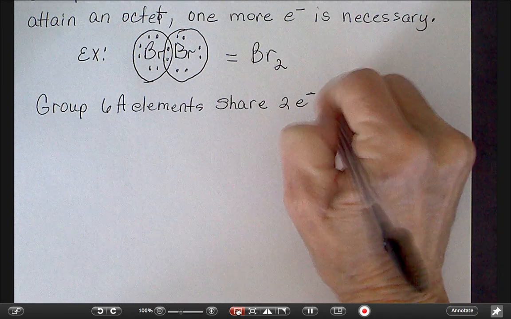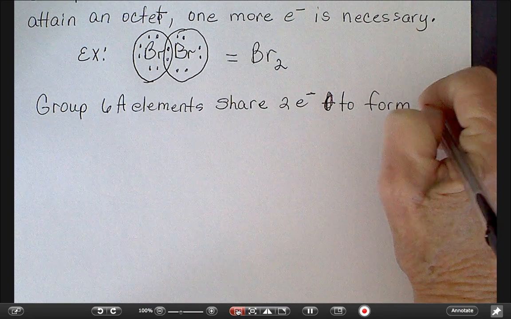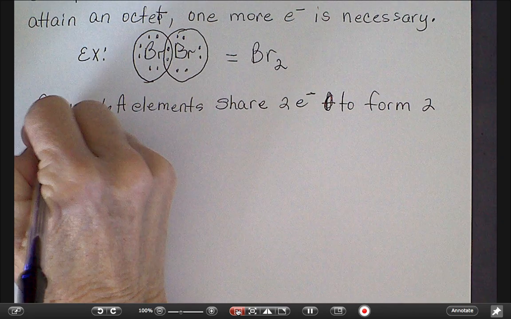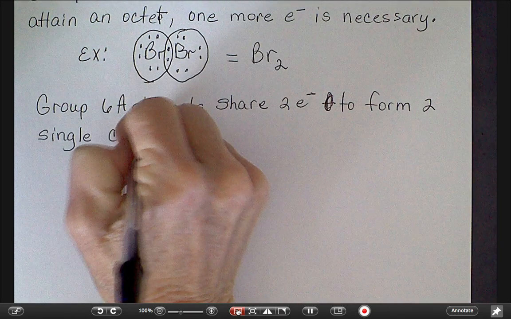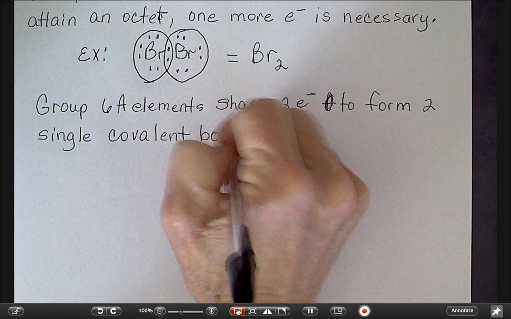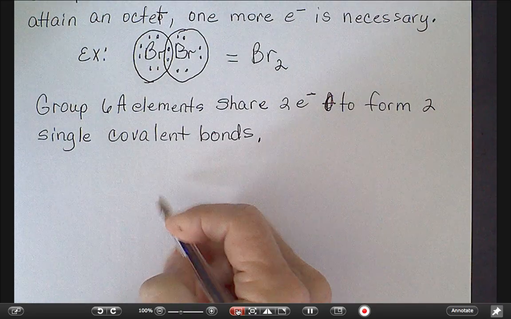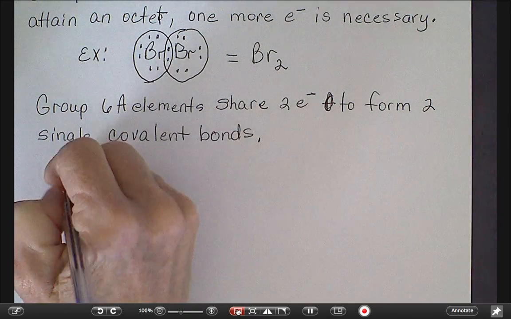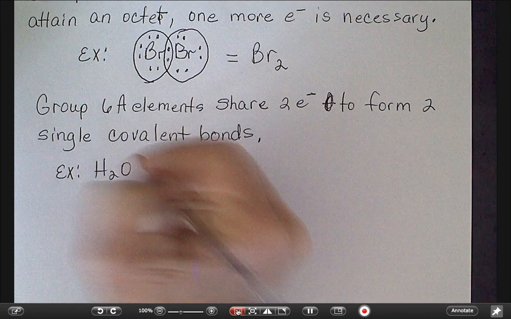I'm going to put single covalent bonds. Example is going to be water.